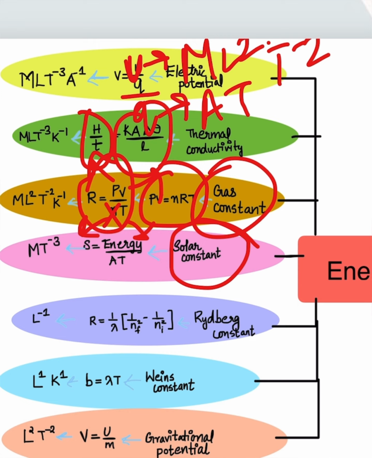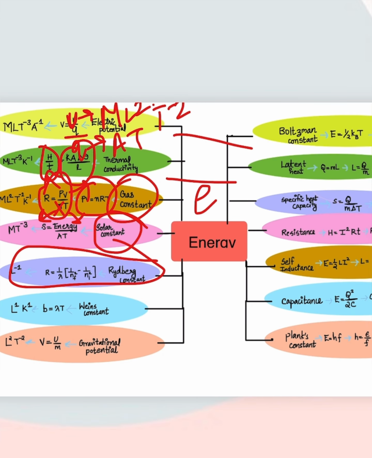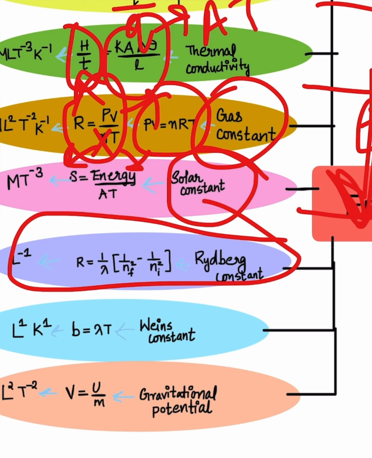Energy divided by area into time will be MT raised to minus 3. Then Rydberg constant, it will be studied in the chapter Atoms. R is equal to, when an electron is jumping from one of its shells, one of its energy levels, into the next energy level, some energy is transmitted. That is the equation for that. R is equal to 1 by lambda into 1 by nf square minus 1 by ni square.